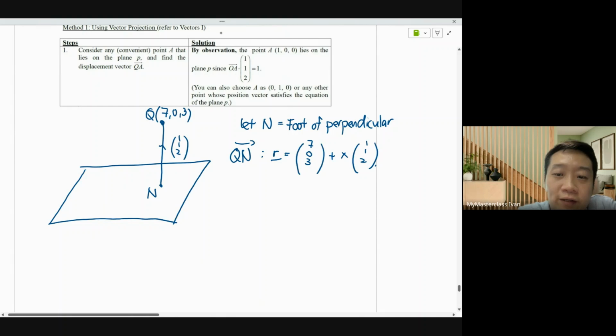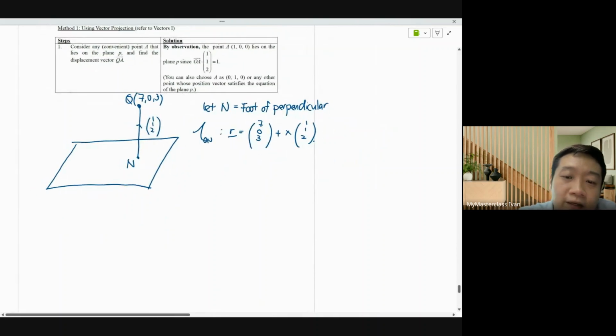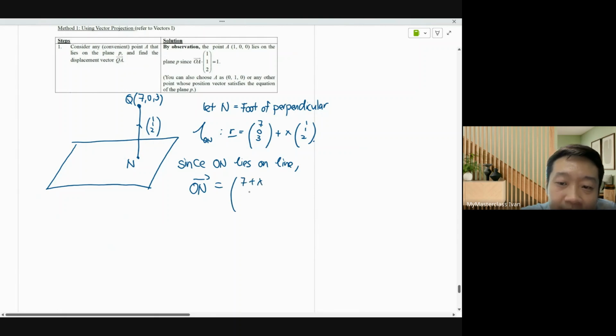Sorry, this is not QN. Clean away. So this is the line of QN. And since ON lies on the line, ON equals 7 plus lambda, 0 plus lambda, and 3 plus 2 lambda. Equation 1. This is the part that students always cannot get.